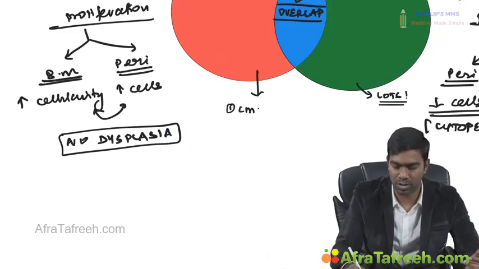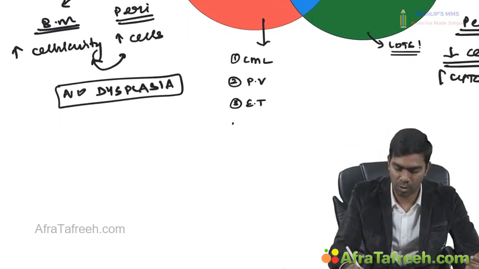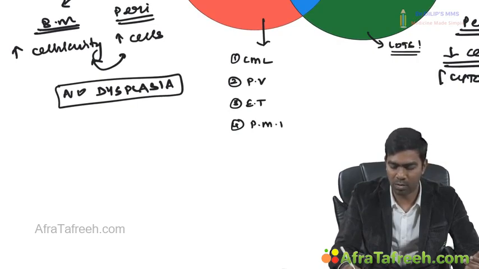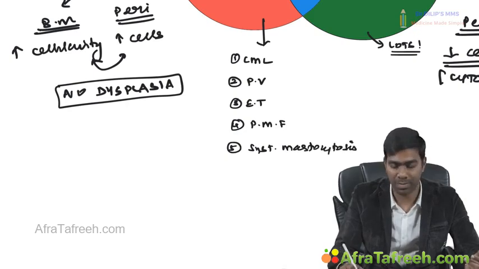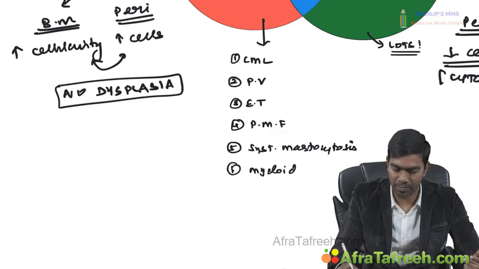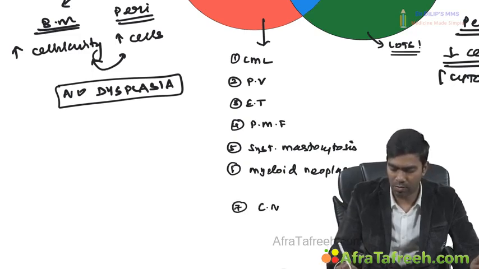Number one, the first and topmost is chronic myeloid leukemia, CML. The second one is polycythemia vera, the third one is essential thrombocythemia, and the fourth one is primary myelofibrosis, PMF. Apart from that, other things are also there, for example systemic mastocytosis, which we have seen already in the basics of WBC section. You are also going to have myeloid neoplasm with marrow eosinophilia. And you also have another disorder called chronic neutrophilic leukemia.